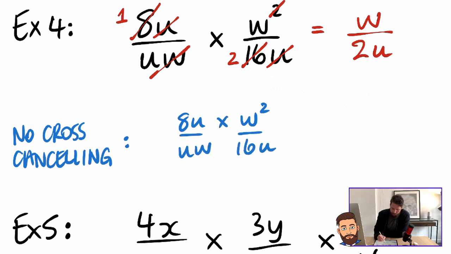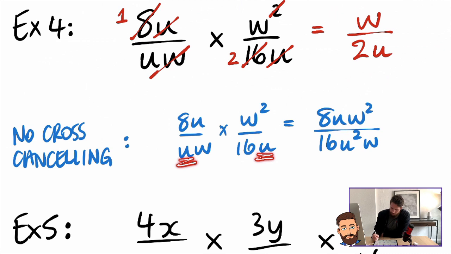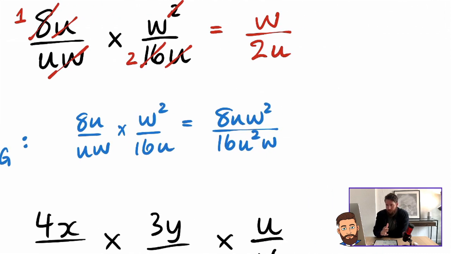So if I times across, 8u times w squared would give me 8uw squared over uw times 16u. Well, the u times the u would be u squared, so you'd end up with 16u squared w. And now you'd have to cancel. So as you can see, this is a longer process. Now I have to check. Right, 8 and 16 is a half.